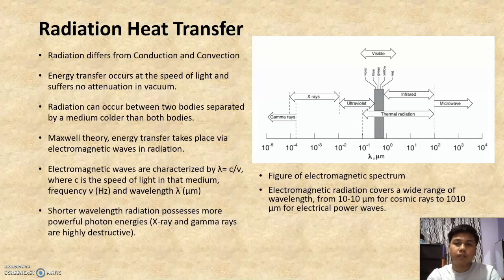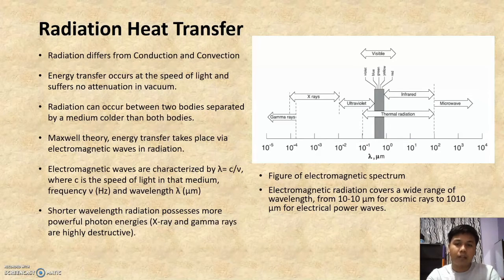So today I will explain to you about the theory of radiation heat transfer. Radiation differs from conduction and convection. Energy transfer occurs at the speed of light and suffers no attenuation in a vacuum. Radiation also can occur between two bodies separated by a medium colder than both bodies.